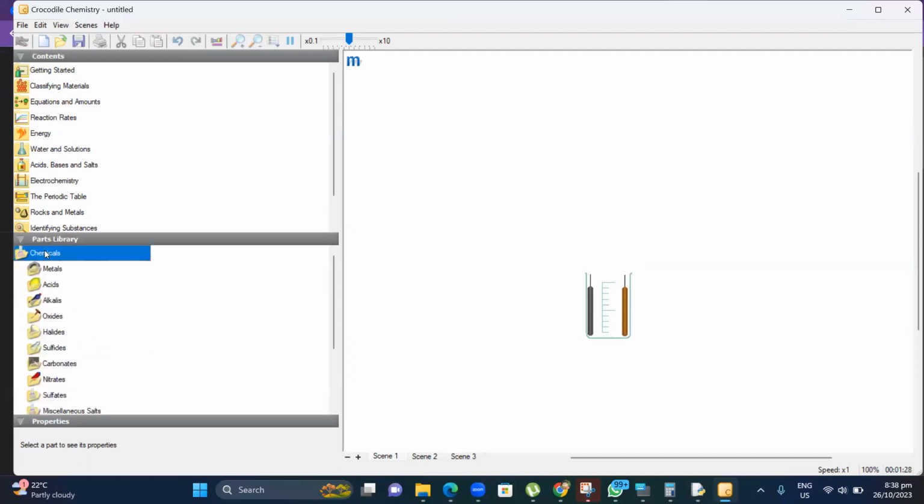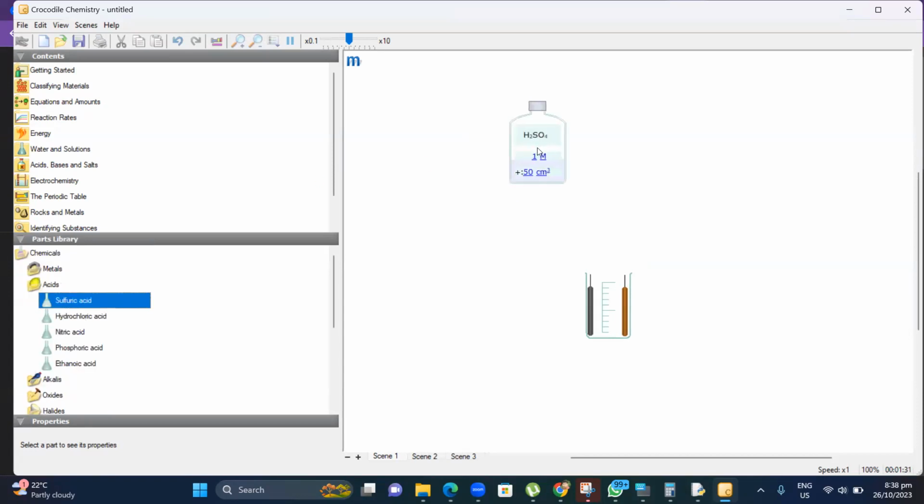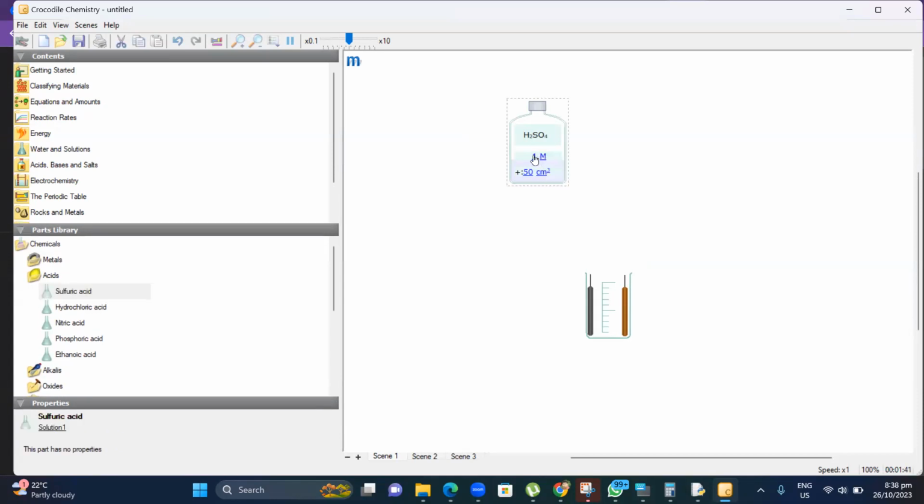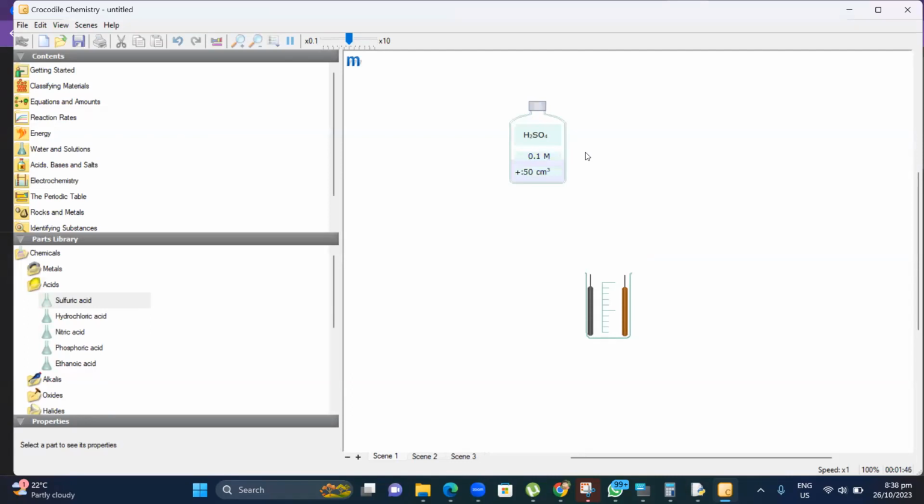From the chemicals I will get acids, and this is sulfuric acid, but you can see it is one name. One name means the concentration is very high. If you use one name, but battery acid is not that, maybe you can use 0.1 name, right? I'm changing it to 0.1 name, sulfuric. Now you have this sulfuric acid.